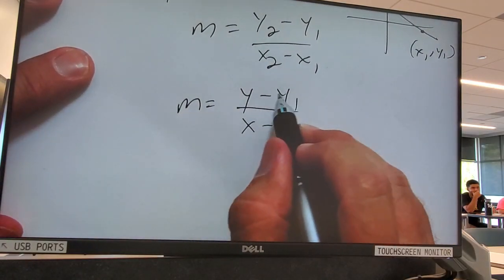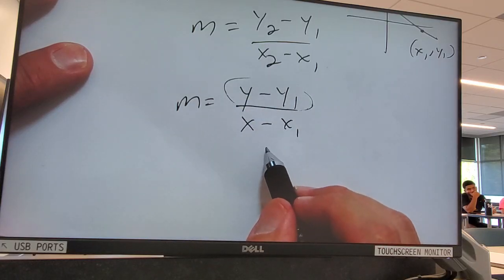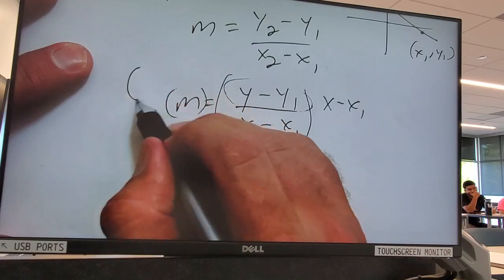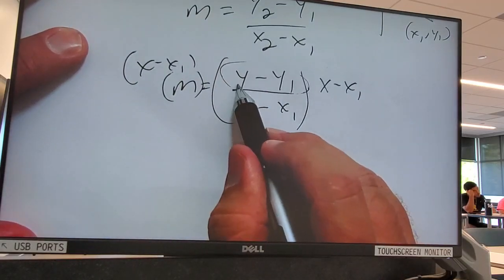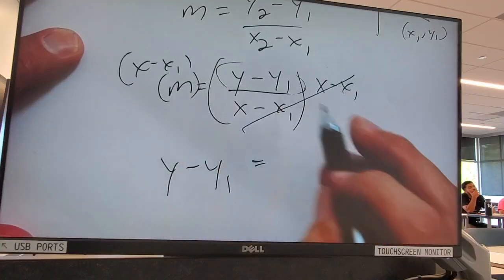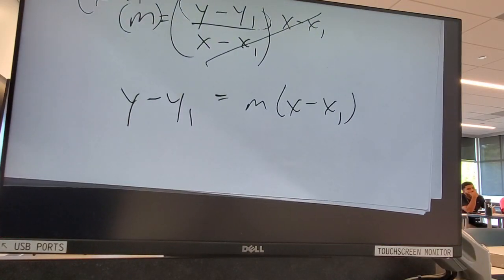Now, how do I solve for my y stuff? How do I get the y stuff by itself? Multiply by the stuff I don't want anymore. So then I get y minus y1, yes? Equals m times x minus x1. So that, of course, is the point slope form that we all love, including Damien. He loves it very much. He's stuck in it, throwing it on.